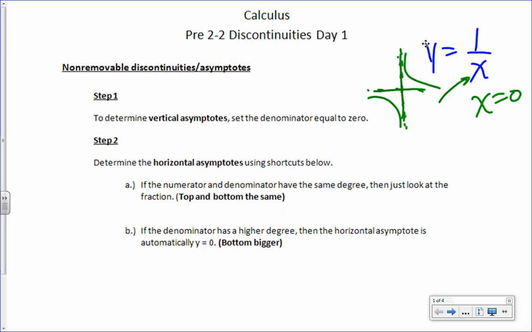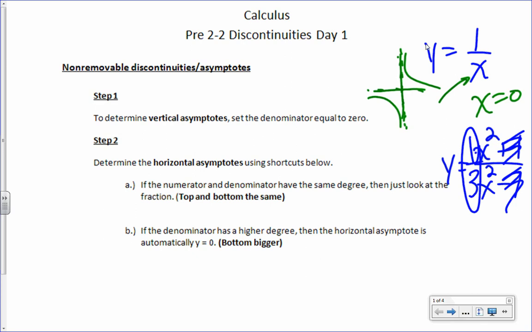Actually doing horizontal asymptotes is way more work than these two little tricks. The first one: you could possibly have a horizontal asymptote if the numerator and denominator have the same degree. Then all you have to do is look at the fraction. What I mean by that is if we have y equals x squared plus 1 over, to have the same degree, what has to be on the bottom is x squared, right? So maybe you have 3x squared minus 7. Do you agree they have the same degree? Yep. Once they have the same degree, who really cares about the rest? You look at this fraction right here, which is 1 over 3. y equals 1/3 is going to be your horizontal asymptote.